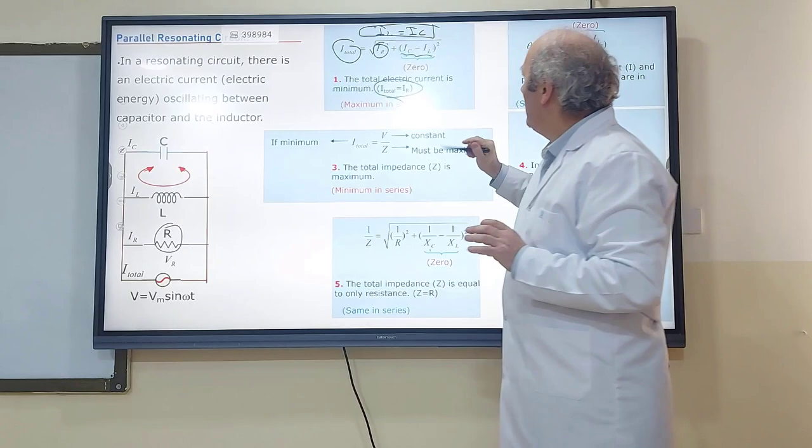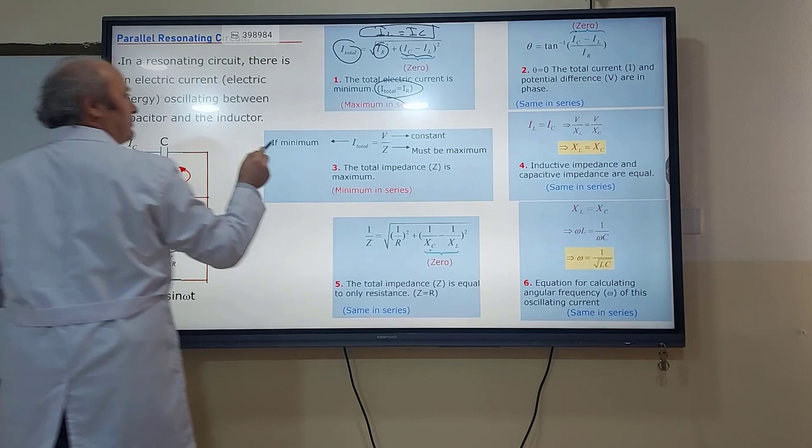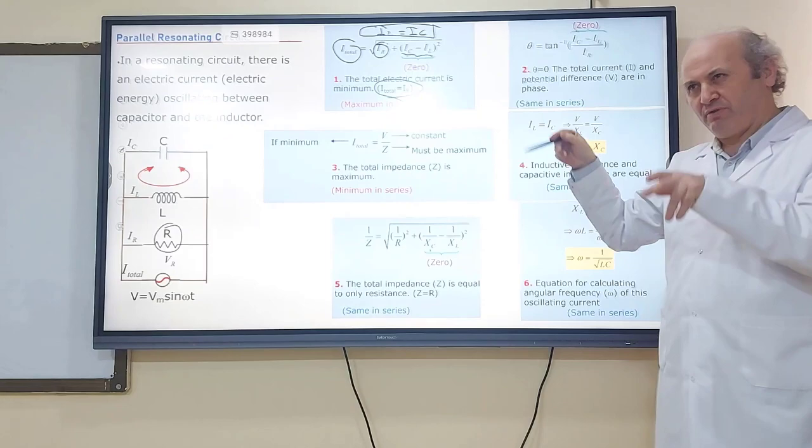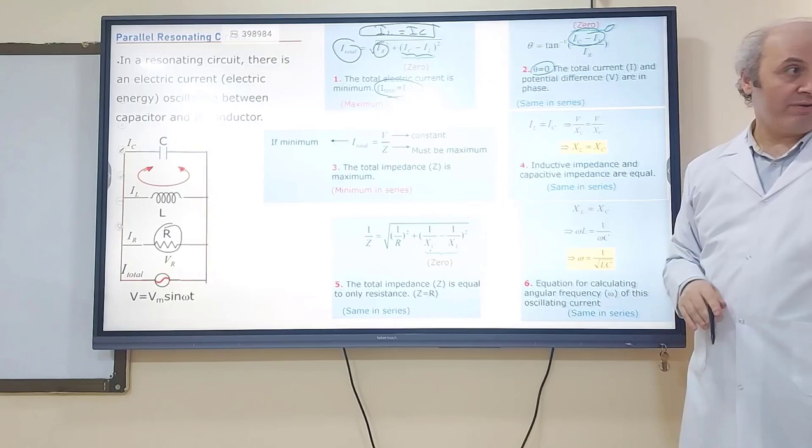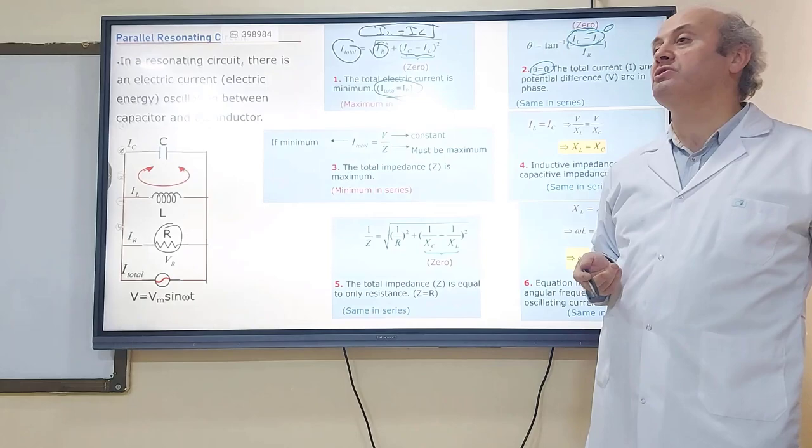Okay, and if I continue with the next part, this is the phase angle difference equation. In fact, we covered it in the previous title. What is theta? If they are equal, this is zero. IC equal to IL means theta is zero. This is the condition for resonance also. The phase angle difference between total electric current and potential difference must be zero.